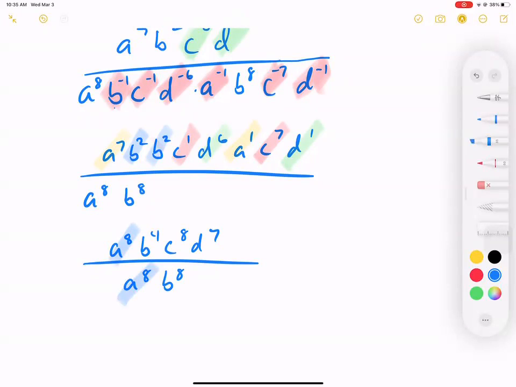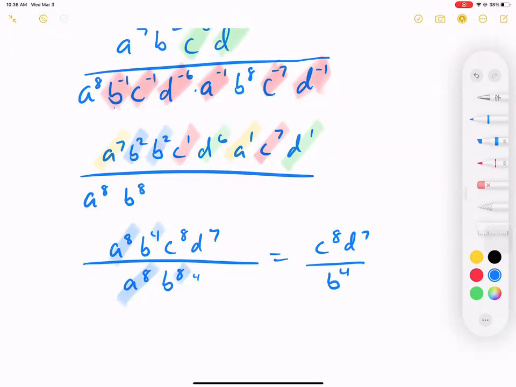These are going to cancel out. We have B's. I have more B's on the bottom. Okay, how many more do we have on bottom? We have 4 more on the bottom. So we have C8, D7 over B to the 4th. And that's what we have left.